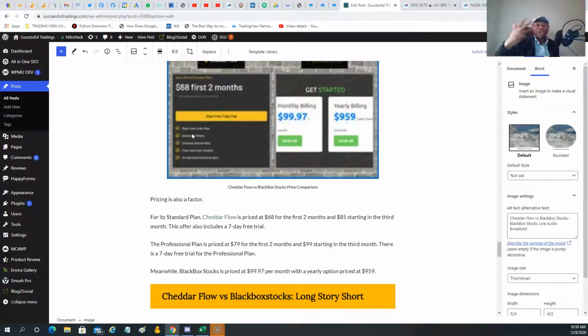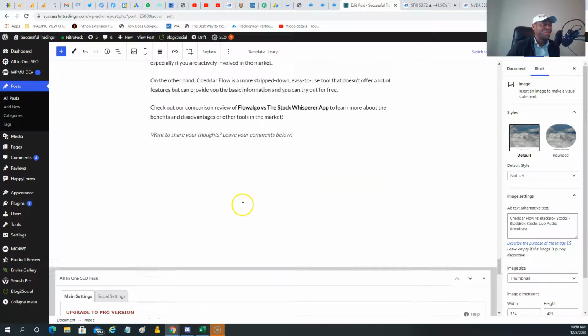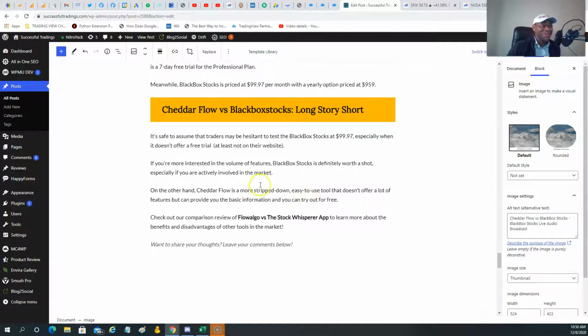So Cheddar Flow versus Blackbox: more information on the Blackboxstocks side, less on Cheddar Flow, but at the end of the day it's the same information, and whatever style you prefer is what's going to get you there. In our conclusion, the difference is really about the number of features. Or if people like a lot of information, just beware of information overload, because analysis paralysis is not good in trading.